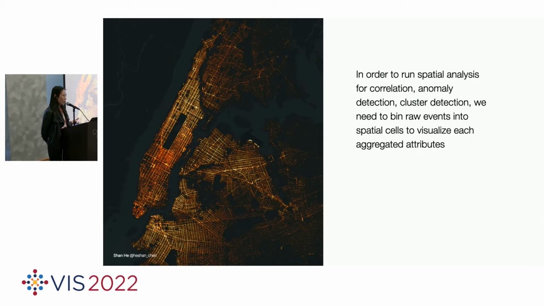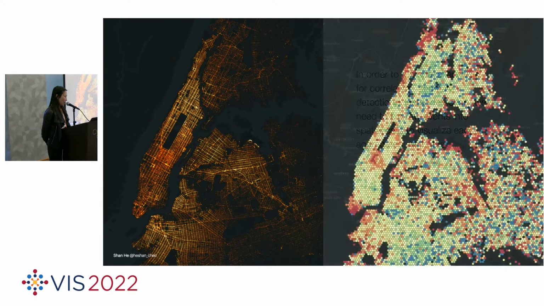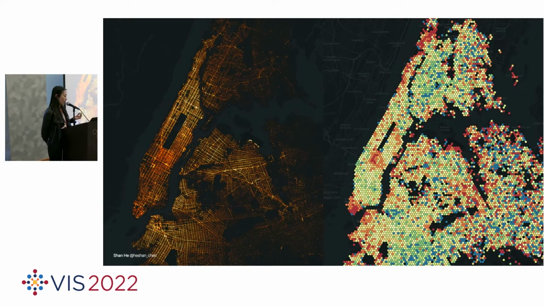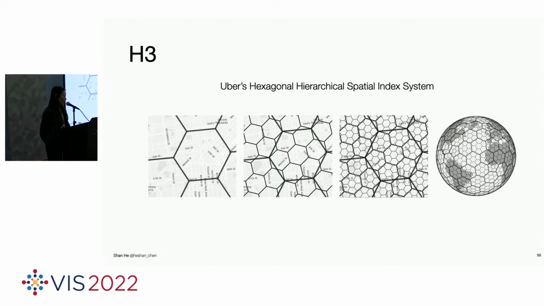But if you want to run any spatial analysis like correlation, anomaly detection, or clustering, you actually need to start binning these raw events into a spatial unit so you can visualize each aggregated attribute. For that, after I bin these individual results into these hexagon cells, I can then calculate certain attributes. For this map, what I'm showing is the average ETA of each trip that happens in this cell. I can then immediately see which part of the city has higher ETA and which part has lower ETA. That's a pre-introduction to H3.